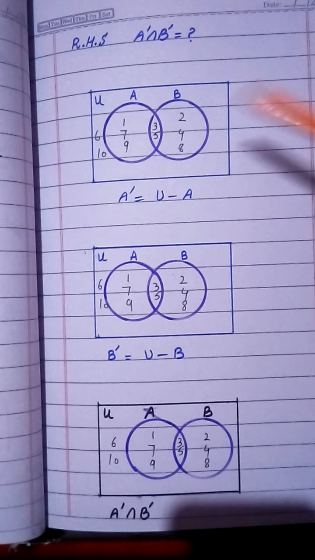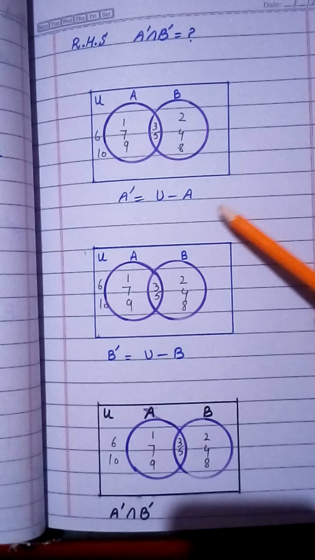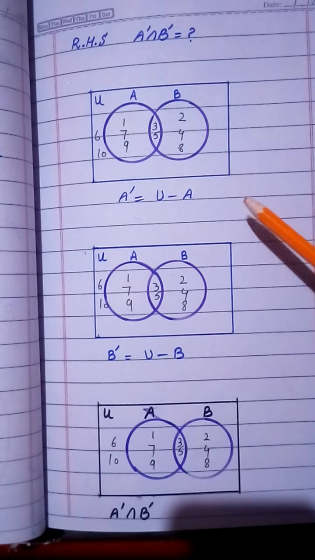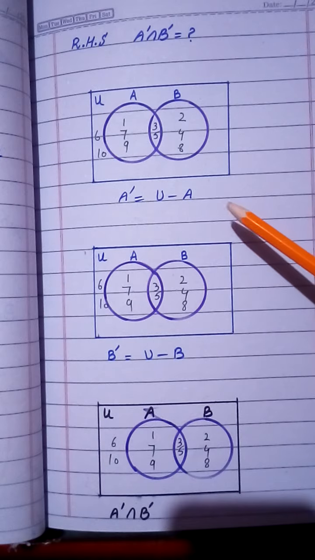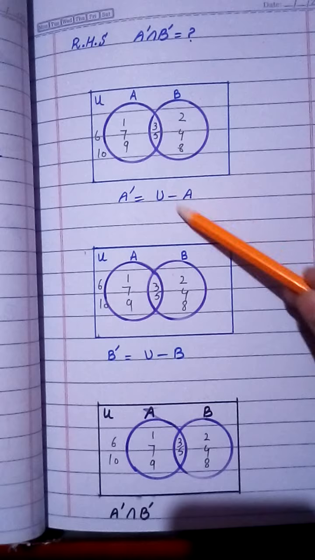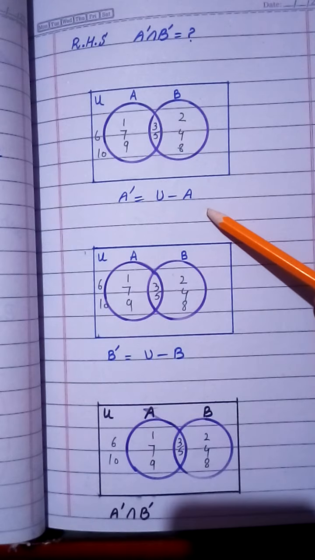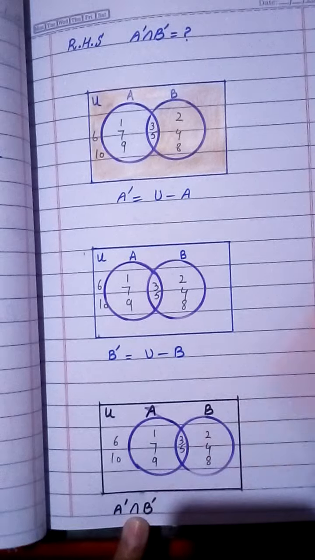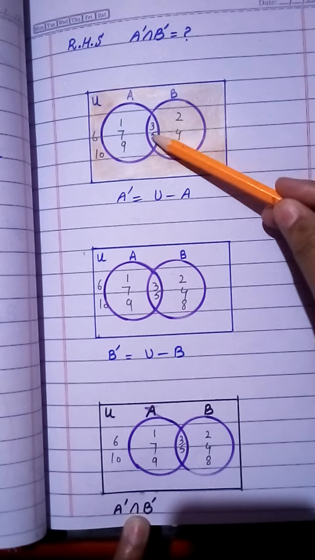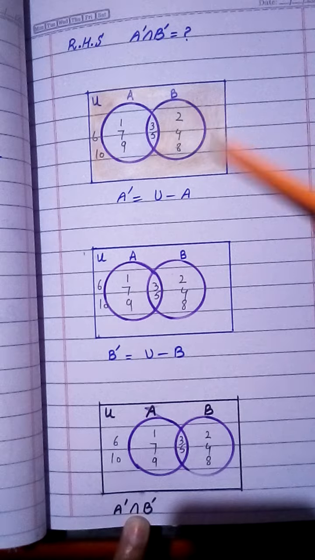The right hand side here is A complement intersection B complement. So first of all you have to find A complement. A complement equals U minus A. It means you have to subtract A from U, and check which elements of the universal set are left. Set A here is 1, 3, 5, 7, 9. So you skip 1, 3, 5, 7, 9 from the universal set. So the left elements will be here. You will just shade the B portion, not the common portion. 3 and 5 is the common portion: the B portion and the rectangle portion.